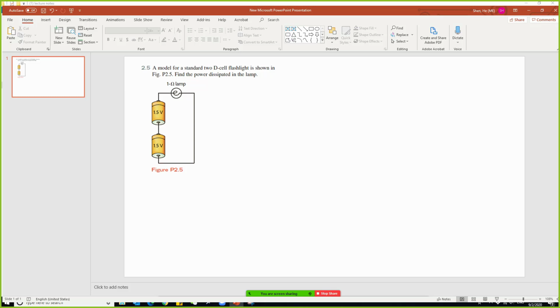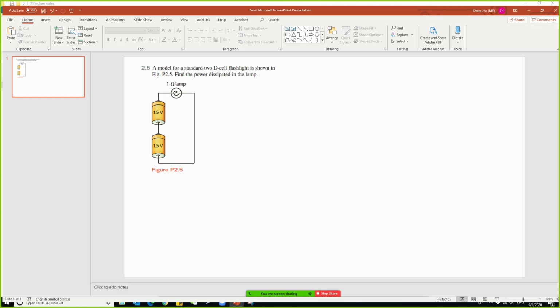Problem 2.5: a model for a standard 2D cell flashlight is shown in this picture. Find the power dissipated in the lamp. If we look at this, the lamp is basically represented by a resistor with a resistance of 1 ohm, right? And the voltage applied on this lamp.